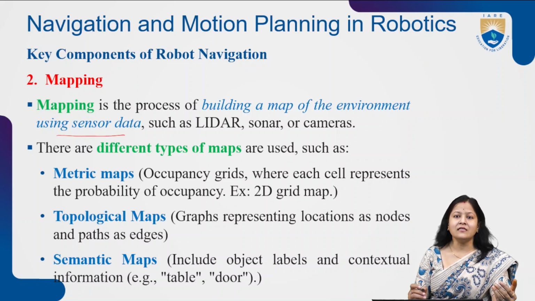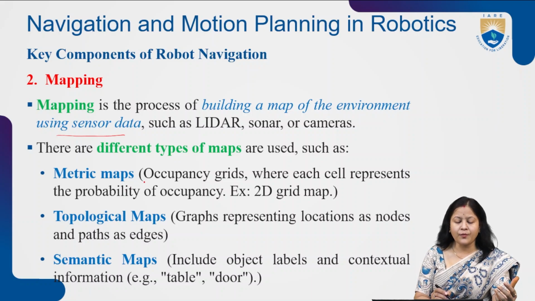We know that different types of sensors are used in the robot, like lidar sensor, sonar sensor, temperature sensor, light sensor or camera sensor. Using those sensors, depending upon the environment, it receives the data and tries to map it with the configuration space. Different types of maps are also used depending upon the situation, like the metric map, topological map, or semantic map.